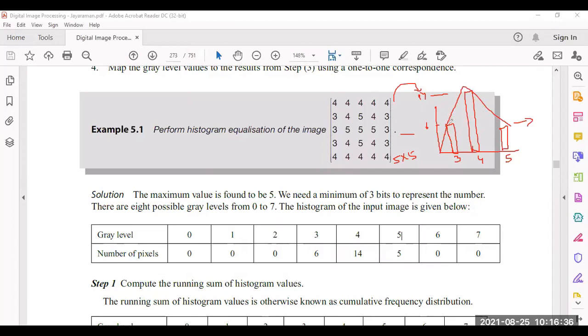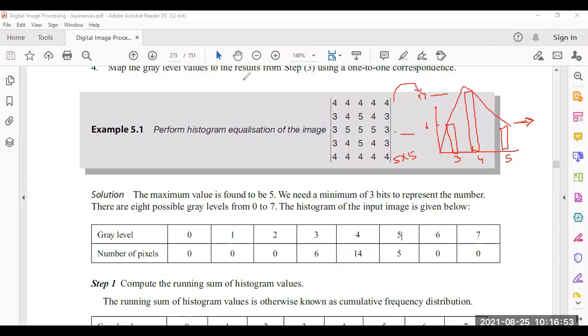Basically, equalize means we have to normalize such that it will be distributed uniformly. Histogram equalization means now we have to distribute these values such that eventually it will be distributed uniformly. So how can we perform this?